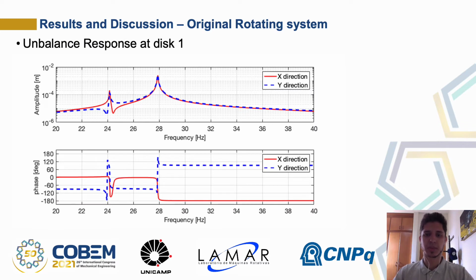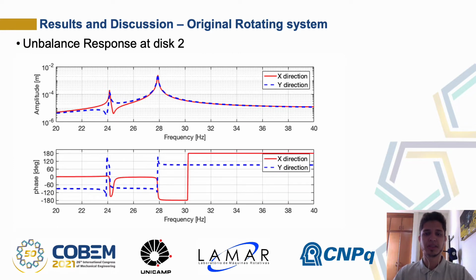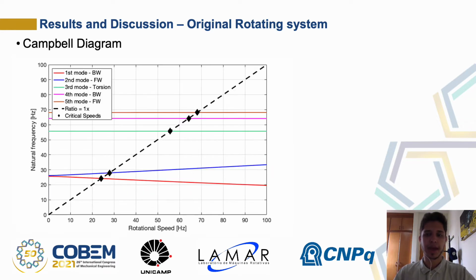This slide shows the unbalanced response at disk 1 for the original rotating system used in this work. This slide shows the unbalanced response at disk 2, and in both disks the greatest amplitude occurs at approximately 28 Hz. As shown in the previous 2 slides, greatest vibration amplitude occurs at 28 Hz. The Campbell diagram shows this is the second critical speed of the system, which represents the first mode with forward whirl.